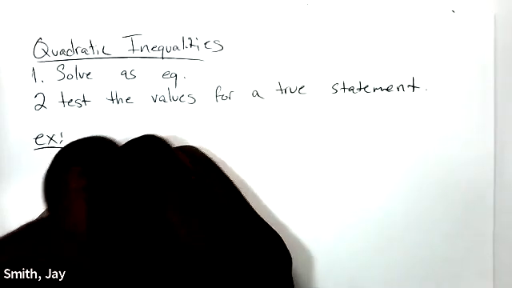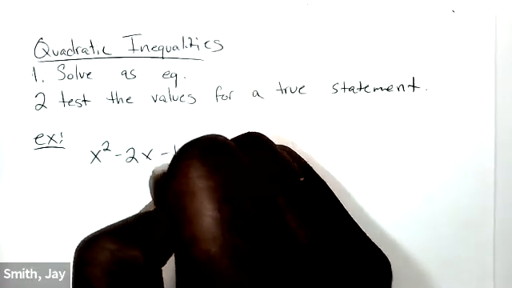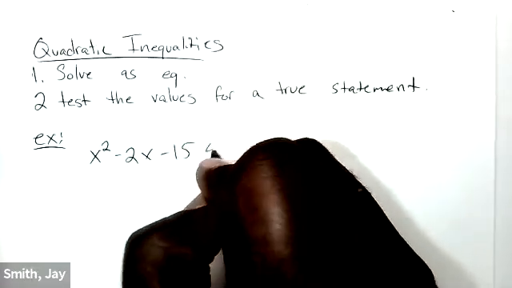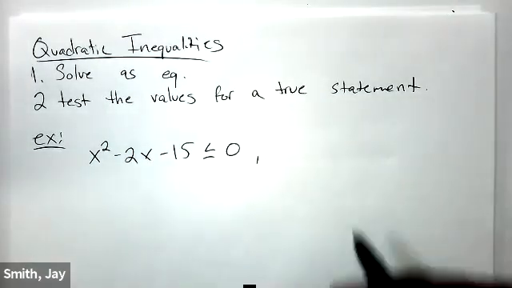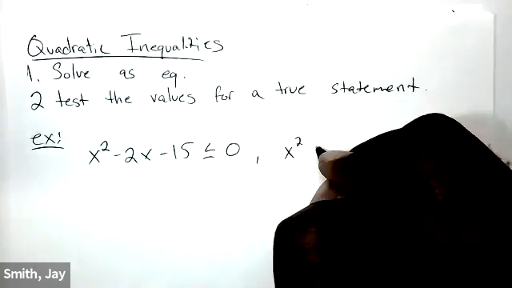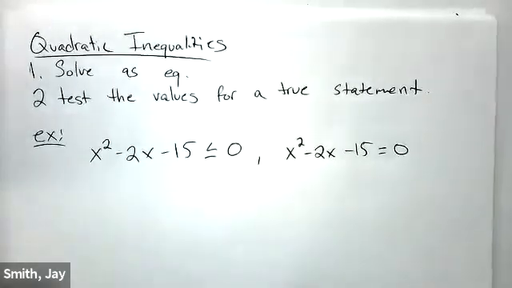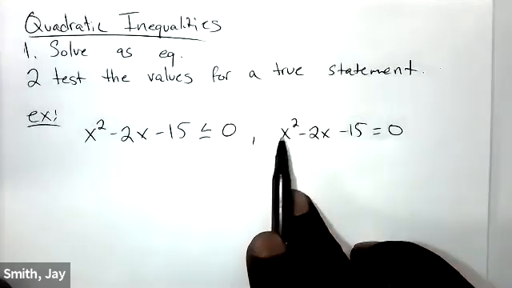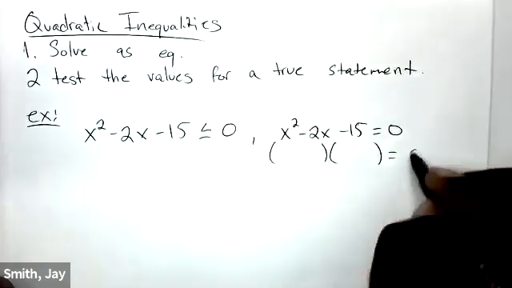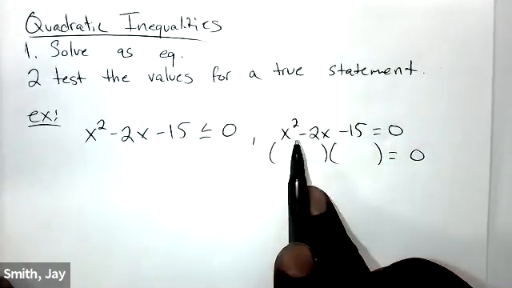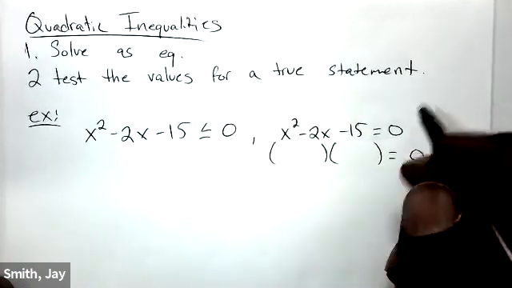Our first example is the quadratic x squared minus 2x minus 15 is less than or equal to 0. Our first step is to set it up like it's an equation: x squared minus 2x minus 15 is equal to 0. Here we have a quadratic with a leading coefficient of 1, so we can jump right into factoring. We're looking for two numbers we can multiply to give negative 15 that we can combine, adding or subtracting, to get negative 2. Those values are 3 and 5.